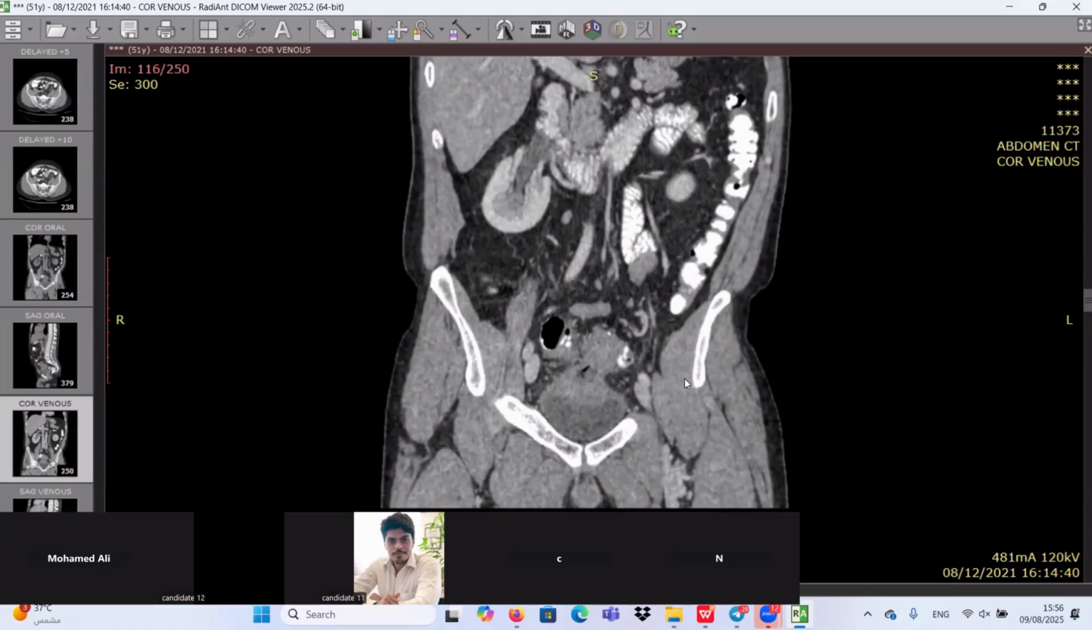Should we manage this case conservatively or by surgical intervention? This is their decision. But if we manage this case conservatively, we should do a colonoscopy 6 to 8 weeks after this acute attack to exclude colonic carcinoma. This one is very important.